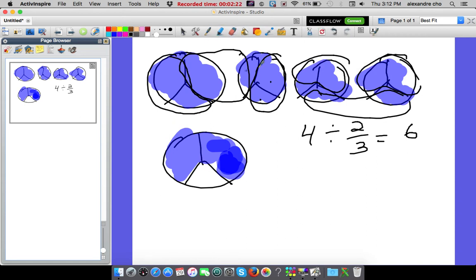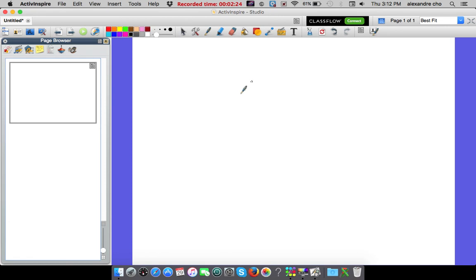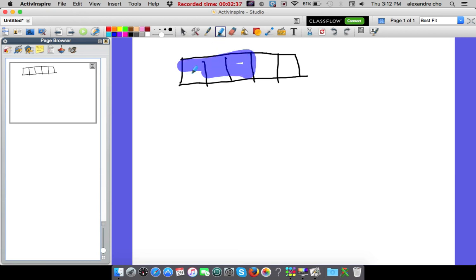Let's clear everything. Larry has 3/5 of a chocolate bar, so Larry has 3/5 of chocolate. So draw it out as you read it, so you can understand what you have. 3/5 of a chocolate bar. 1, 2, 3, 4, 5. So this is how much you have right now. 3/5.